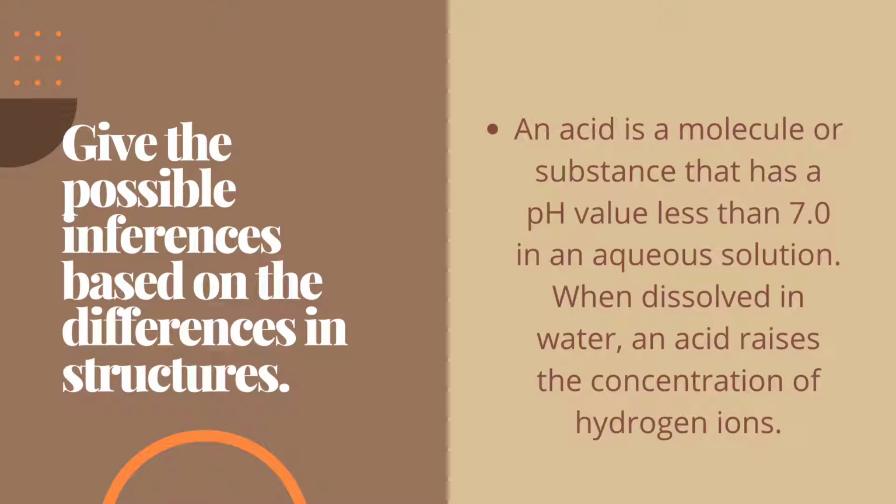Give the possible inference based on the difference in structures. An acid is a molecule or substance that has a pH value less than 7 in an aqueous solution. When dissolved in water, an acid raises the concentration of hydrogen ions.